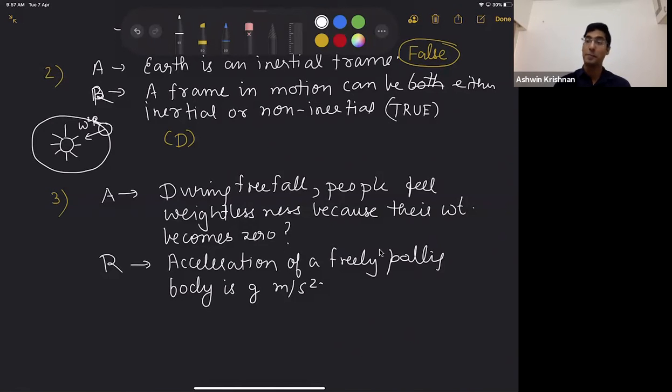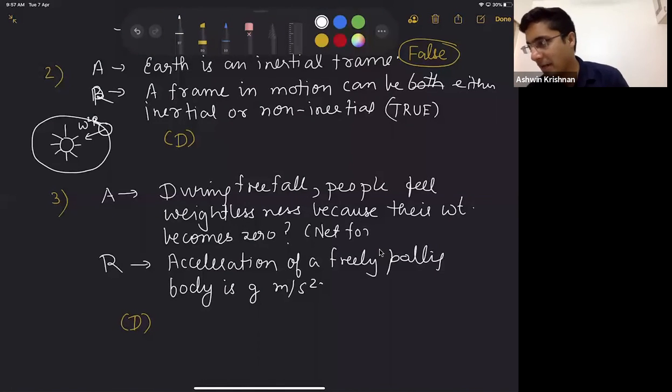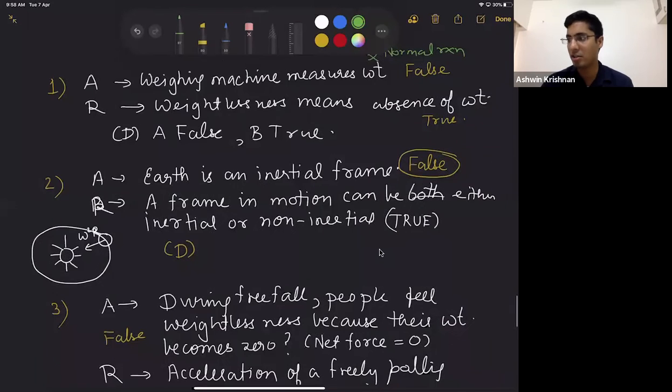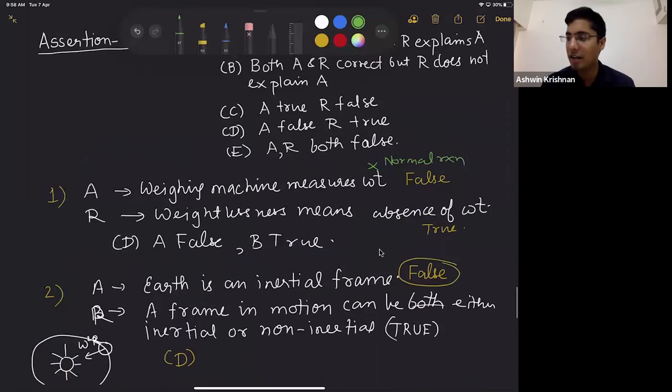Okay, I think now many people have got the trick. The correct answer in this case is also D. So during free fall, people feel weightless not because their weight becomes zero. It's because their net force experienced becomes zero. The weight is still mg. Okay, so the first statement is a false statement. But the second statement is true because the acceleration of a freely falling body is g meters per second square. And hence, according to the assertion reason questions, A is false and R is true.